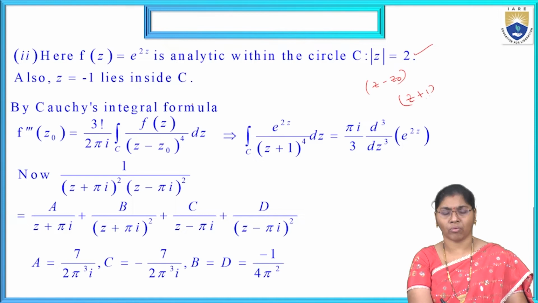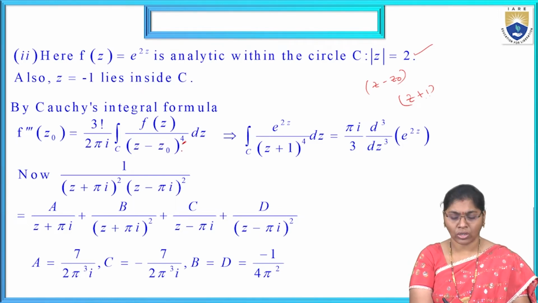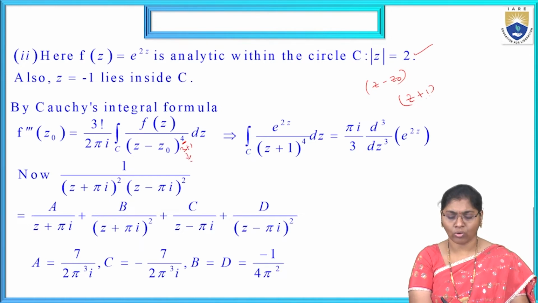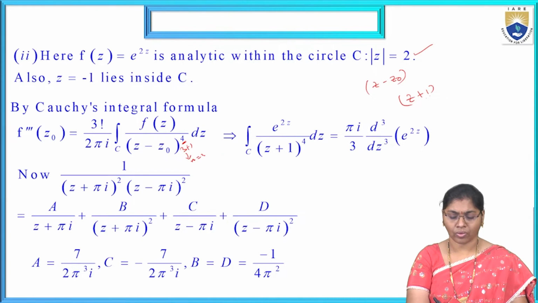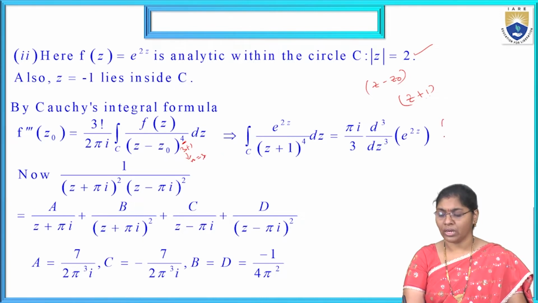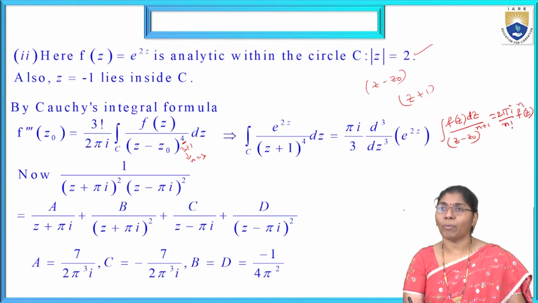Now, Cauchy's integral formula. Again, here the power is 4, that means n plus 1 equals 4, so n equal to 3. N equal to 3 here. The formula is: integral of f of z dz by (z minus z naught) whole power n plus 1 equals 2 pi I by n factorial into f power n of z naught. Now, applying that one, here n is nothing but 3.